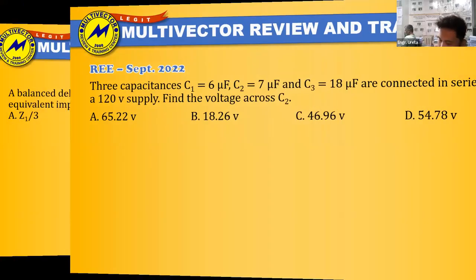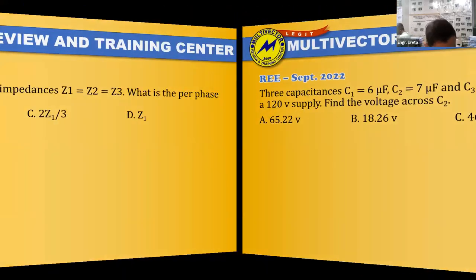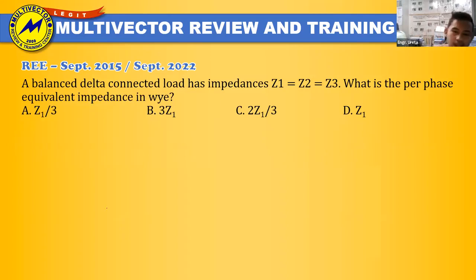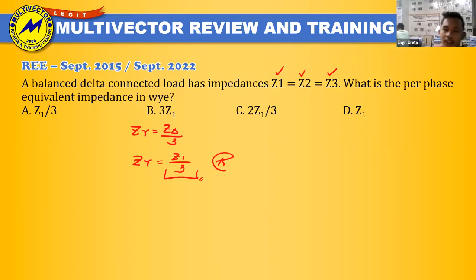Okay, so next, problem number 19. Okay, so lumabas ng September 2015, bumalik ng September 2020. Okay, so a balanced delta connected load has an impedance Z1 equals Z2 equals Z3. What is the per phase equivalent in wye? Okay, so since balanced, direct formula, ZY is just equals to Z delta all over 3. Therefore our ZY is just equals to Z delta, but Z delta is either dito sa tatlo kasi balanced, so Z1 all over 3. Kaya ang tamang sagot, letter E, Z1 all over 3. Okay? So yun yung problem number 19.